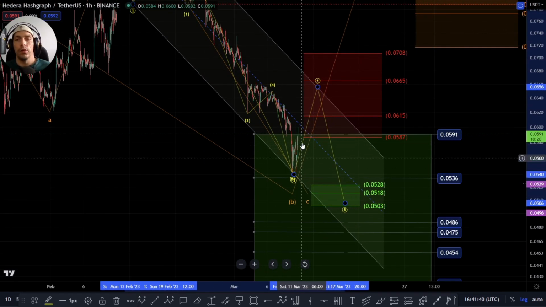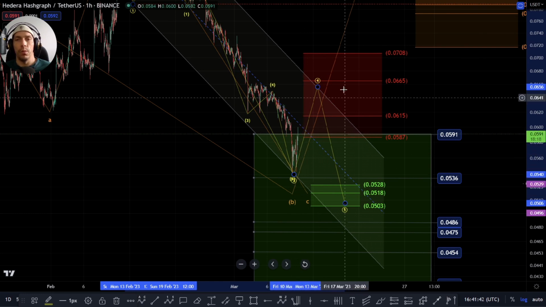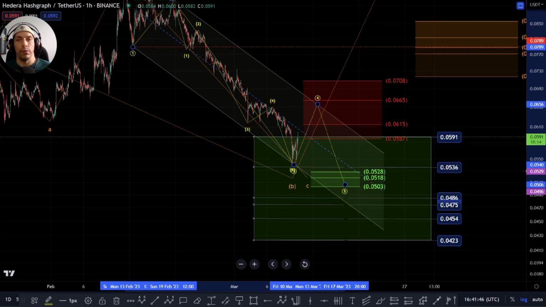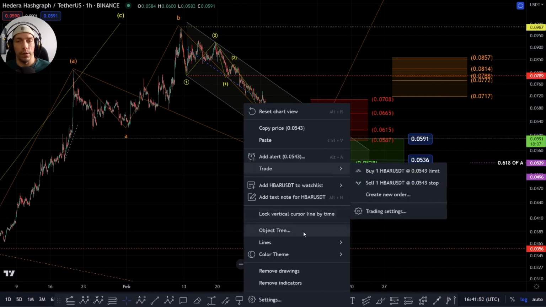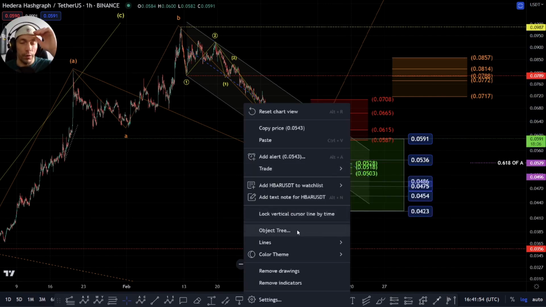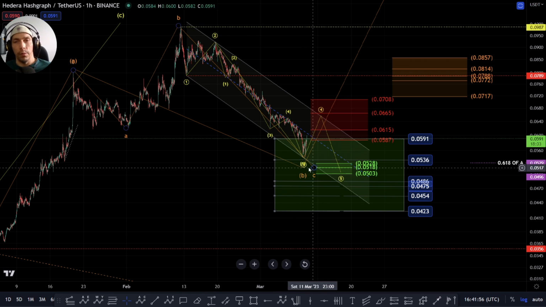If we do continue to break down and we don't form anything substantial, then I would say that we're still within that third wave and we'd have to just wait for that more substantial fourth wave to form to get a better idea of where exactly we are within the sequence. Yeah, so that's what we would be looking for within there.